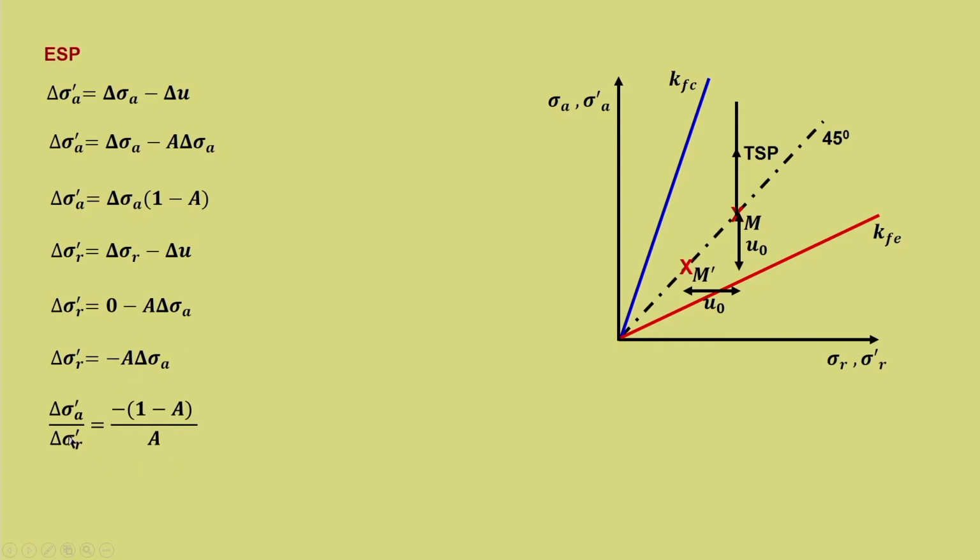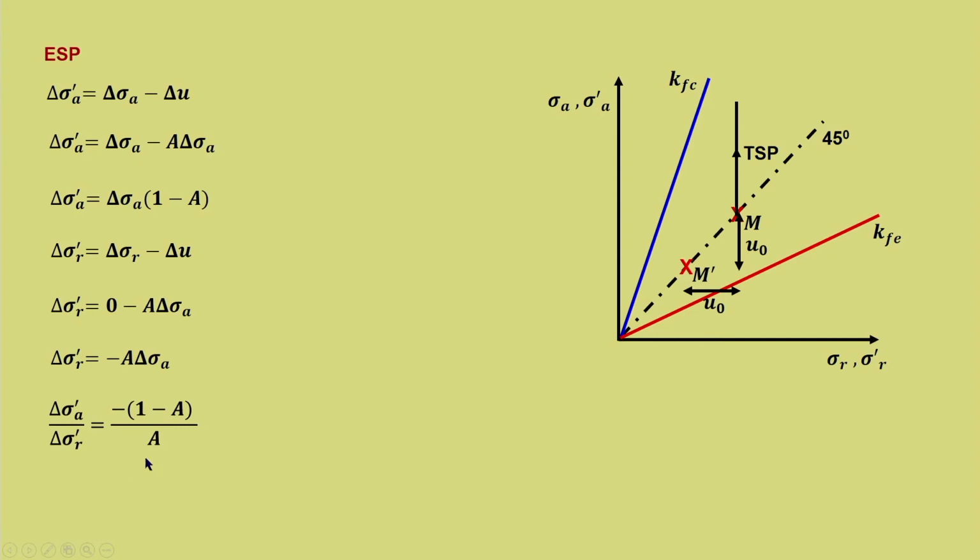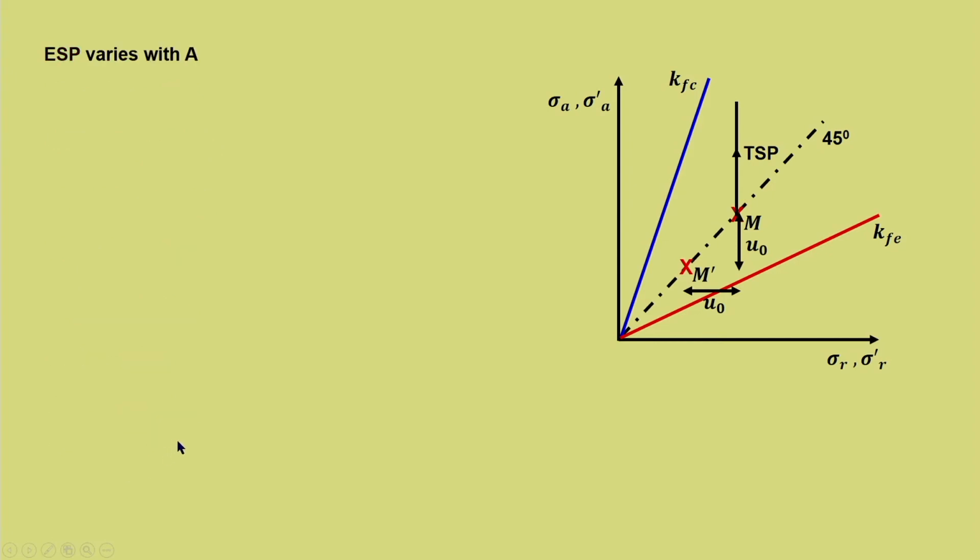So, now we are left with an equation for the slope. Earlier it was a number, so it is not changing. Here it changes, the effective stress path keeps changing with shearing, and that change will be with respect to the parameter A. So, ESP varies with A. And A is dependent on stress history. This much we have already seen in our previous lectures.